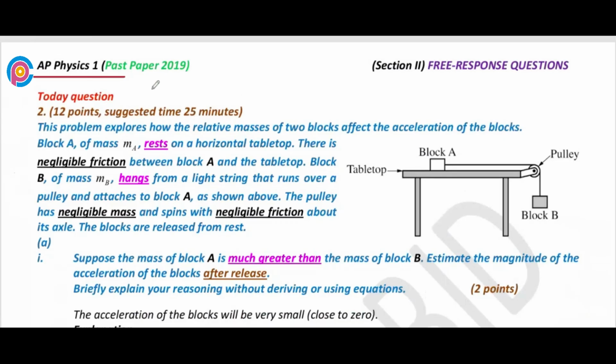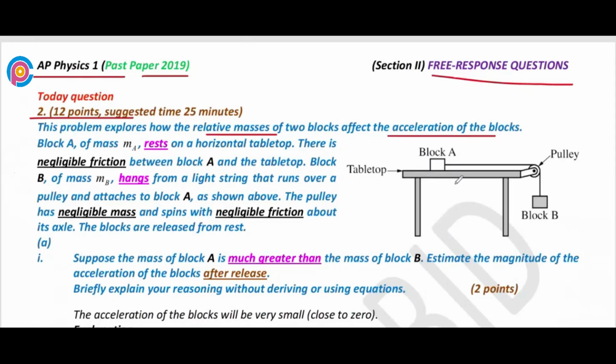Hi, we have the AP Physics 1 past paper 2019. There is a section, free response question. We have question number 2, which carries 12 points. In this problem, we explore how the relative mass of two blocks affects the acceleration of the blocks.